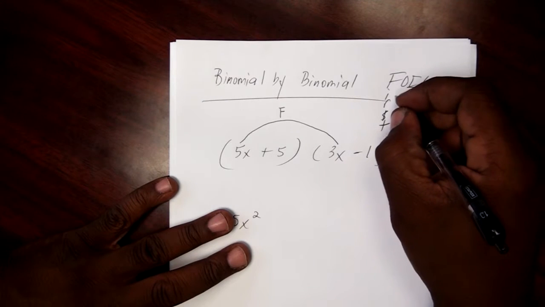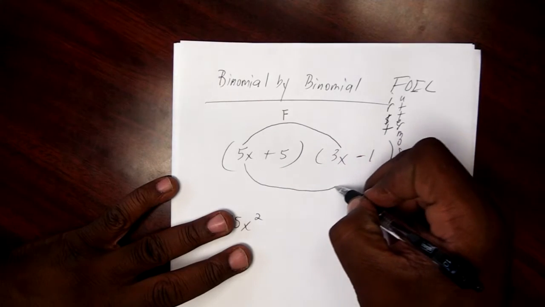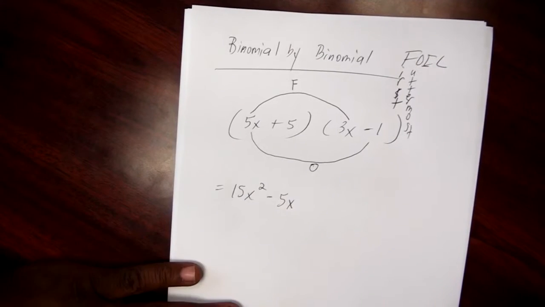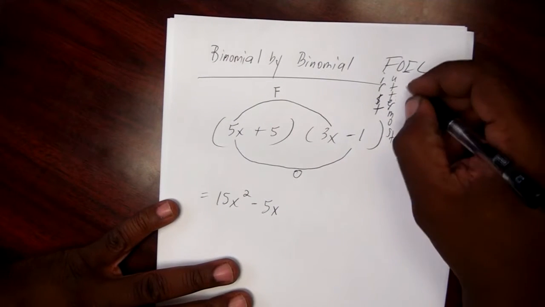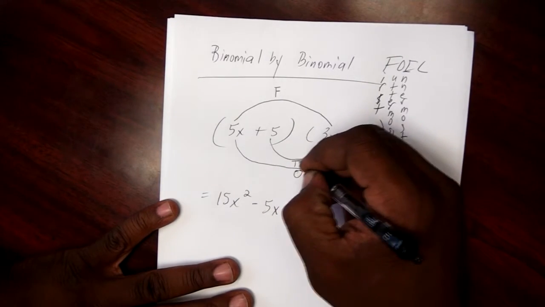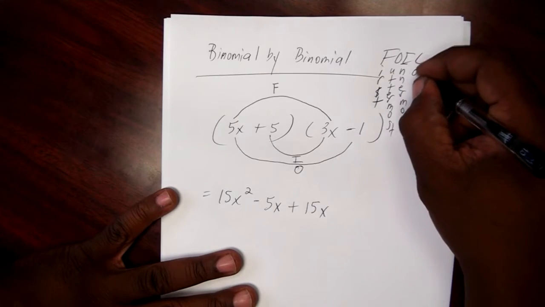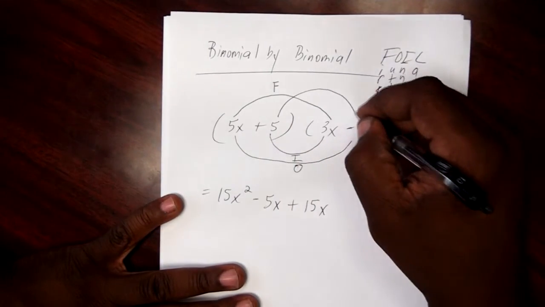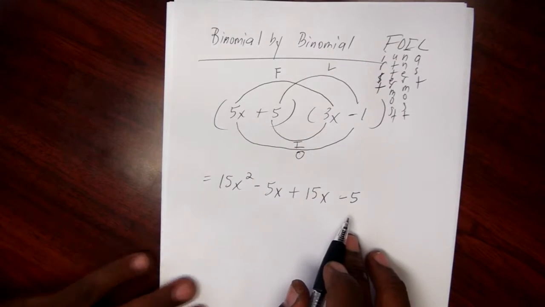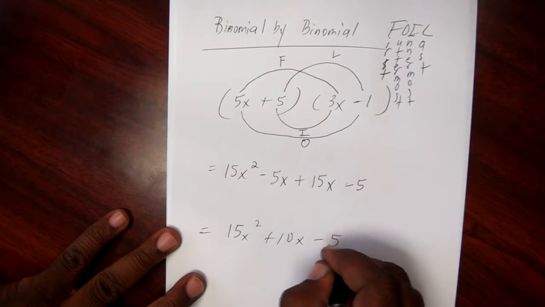The O stands for the outermost. So my outermost terms are 5x and negative 1. So 5x times a negative 1 is negative 5x. The I in FOIL method stands for the innermost. So our innermost terms are 5 and 3x. So 5 times 3x is 15x. And L is the last terms. So 5 times a negative 1 is negative 5. Again, I'll combine my like terms, and you'll notice we get the exact same result as we did in the previous method, the distributive method.